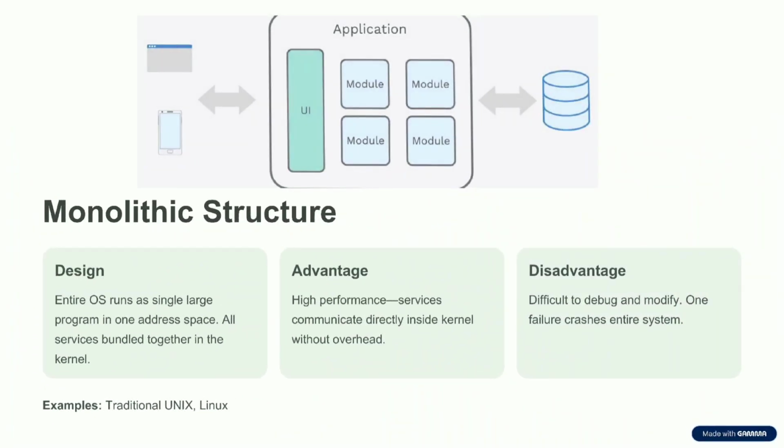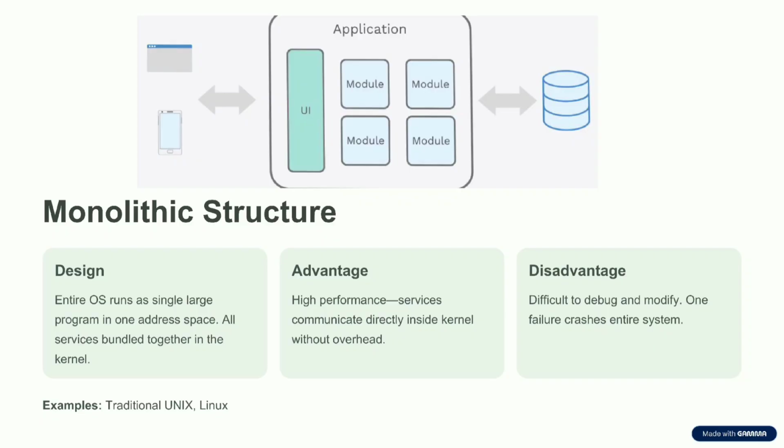Now, let us see the monolithic structure. In this structure, the entire OS works as one big program. All services like file management, memory management, and device drivers are placed inside one kernel. Advantages of monolithic structure are very high performance and fast communication between services.